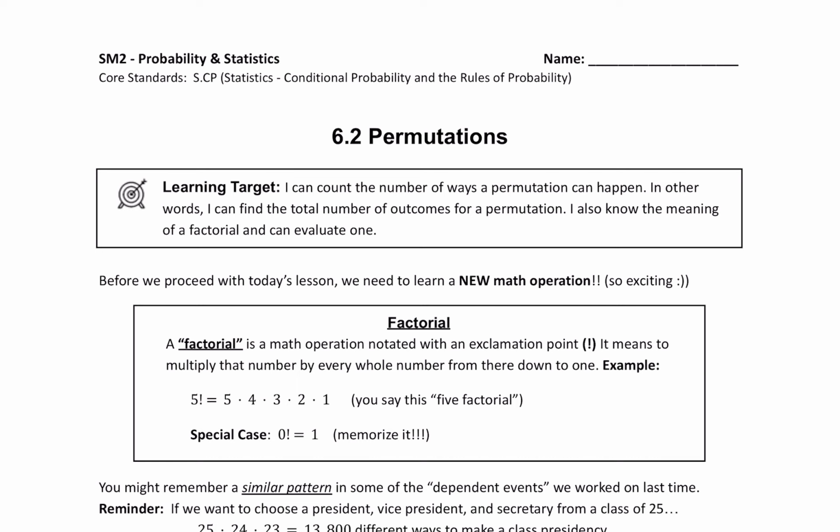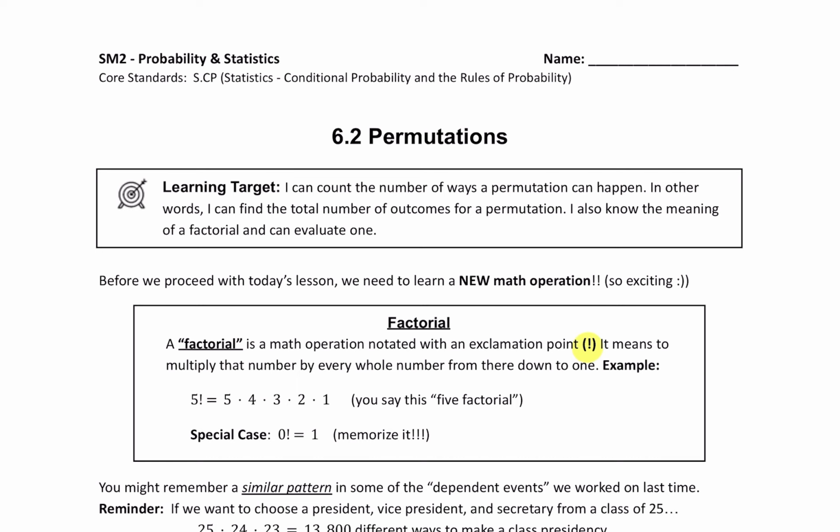So what is a factorial? A factorial is a new math operation we're learning today, notated with an exclamation point. It means to multiply a number by every whole number from there down to 1. So the example given is 5 factorial is equal to 5 times 4 times 3 times 2 times 1.